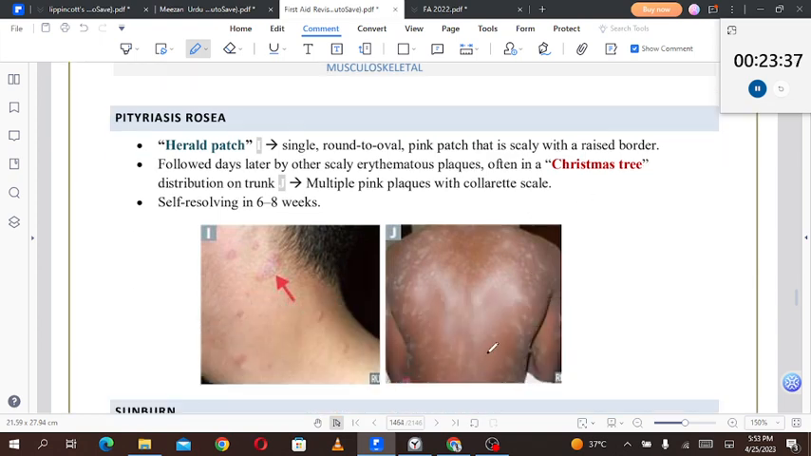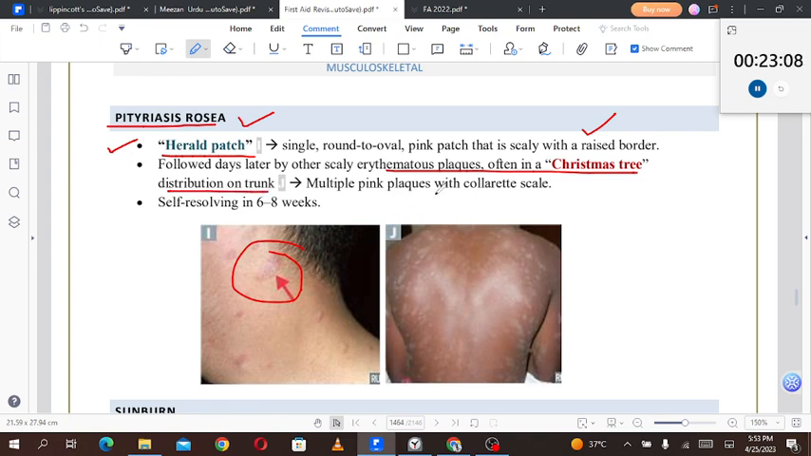Then we have pityriasis rosea. Pityriasis versicolor is caused by a fungus. Let me see what is causing pityriasis rosea. These are herald patches: a single round to oval pink patch that is scaly with a raised border, followed days later by other scaly erythematous papules, often in a Christmas tree distribution on the trunk.